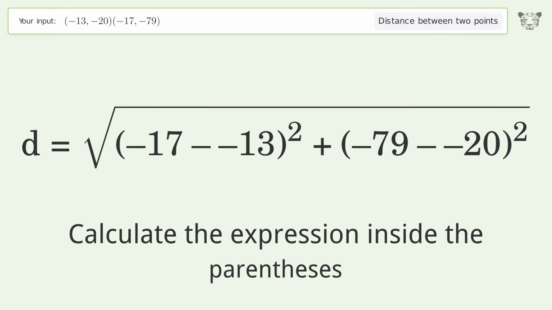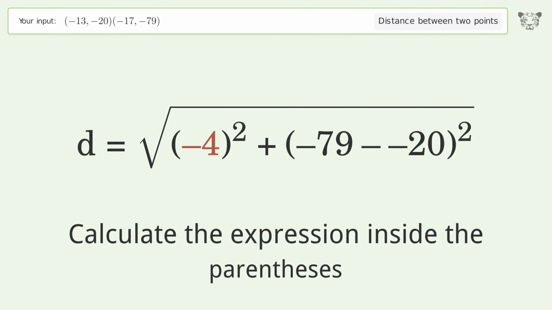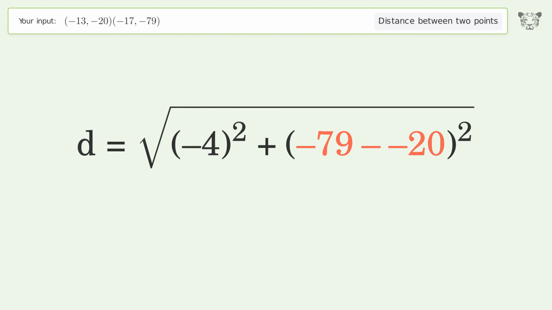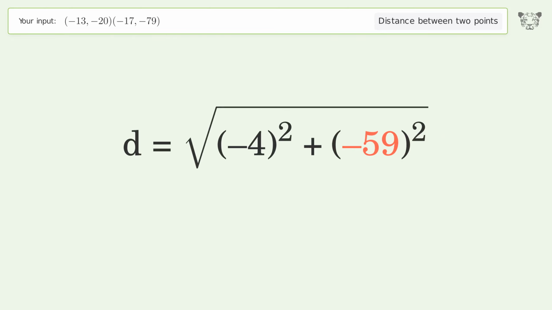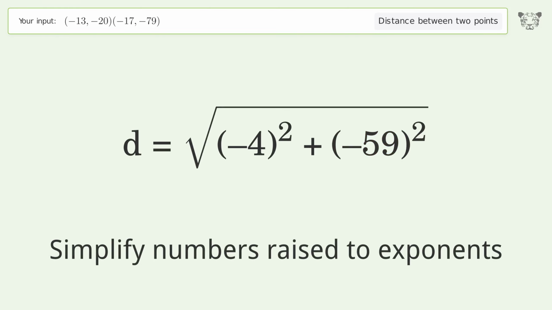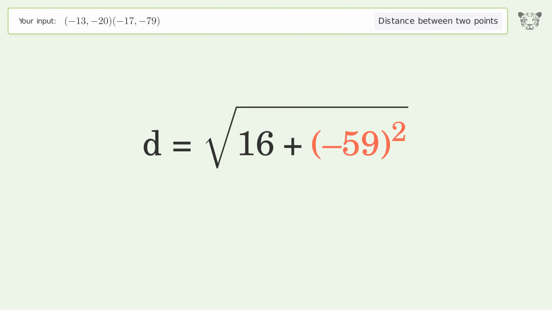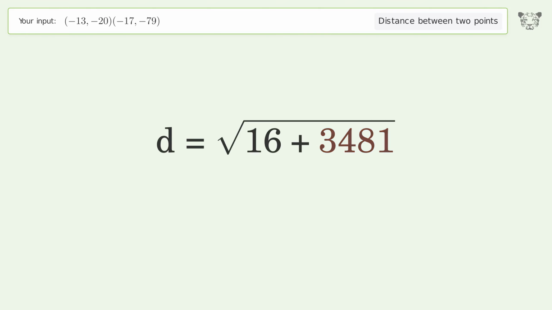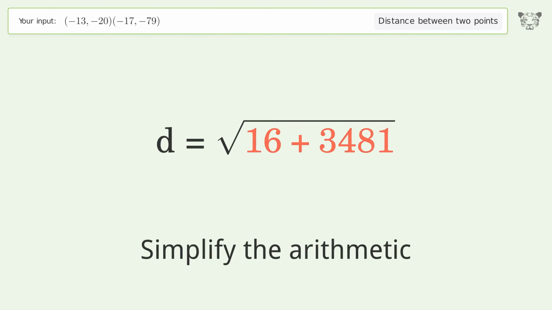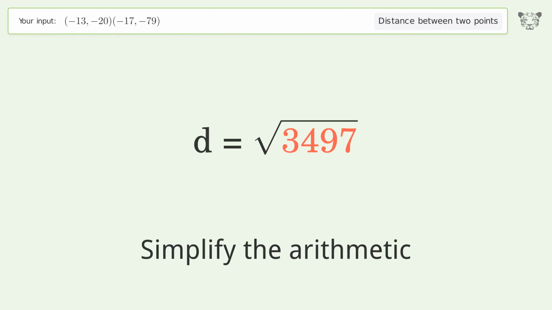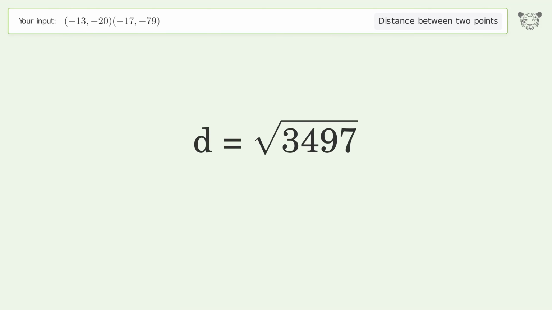Calculate the expression inside the parentheses. Simplify numbers raised to exponents. Simplify the arithmetic. And so the distance between the 2 points is the square root of 3,497 or 59.135.